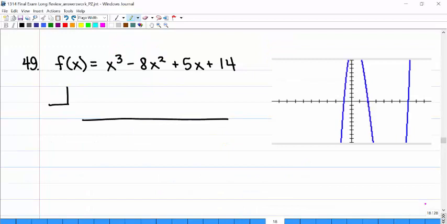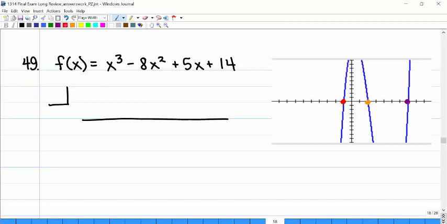49 says to find all rational zeros and use them to factor f. Hint, use your calculator to find the first one. So when I go graph this function on my calculator, I see that it has 3 zeros. I see a 0 here at x equal -1. I see a 0 here at x equals 2. And I see a 0 here at x equals 7. So I'm going to synthetically divide and make sure that those are indeed zeros.